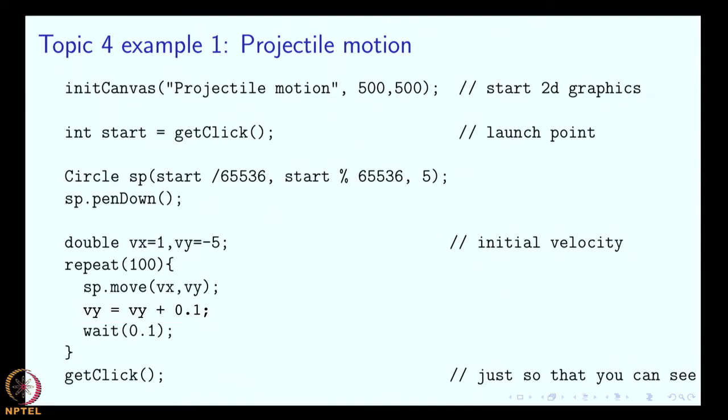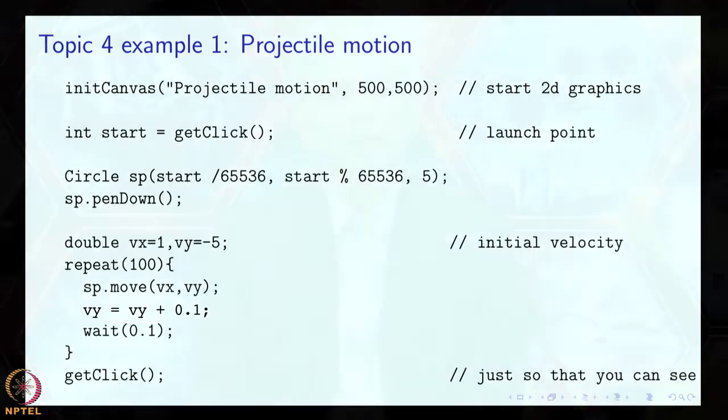And it will draw that projectile, it will make the movement for 100 steps, and at the end of it, it will stop. And then the picture will not go away until you click one more time. So that's the last click. The last click is there just so that the picture doesn't go away and you get to see the picture as long as you want to. Now this example on one hand serves as a demonstration of two-dimensional graphics, non-turtle based graphics.